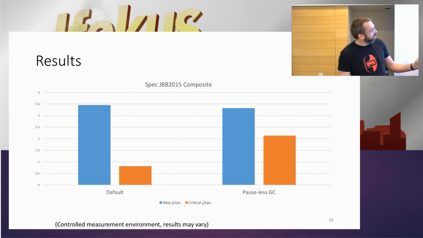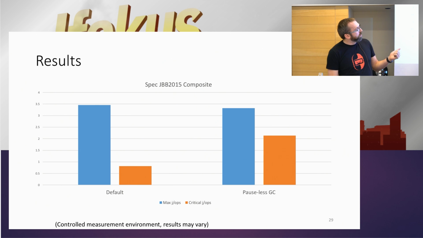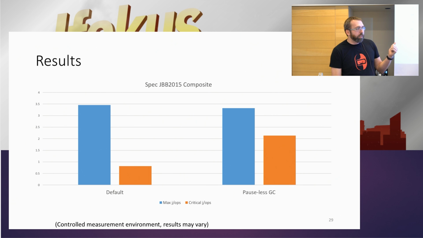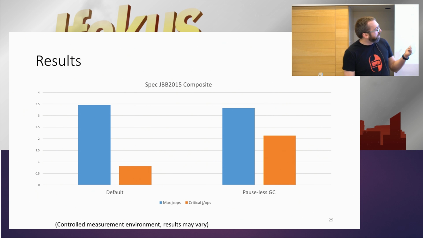On the left is our default collector. The blue lines are the max JOPS and the orange is the critical JOPS. You can see that we lost about 3.5% on the max JOPS, but we more than doubled the critical JOPS. So that was actually pretty huge for us. It's about what we were hoping for. My goal was to not be worse than 5 to 10% on most things, so the fact that we were at about 3.5 on this one was pretty good.